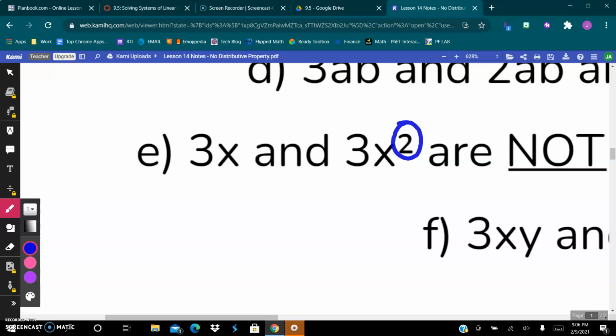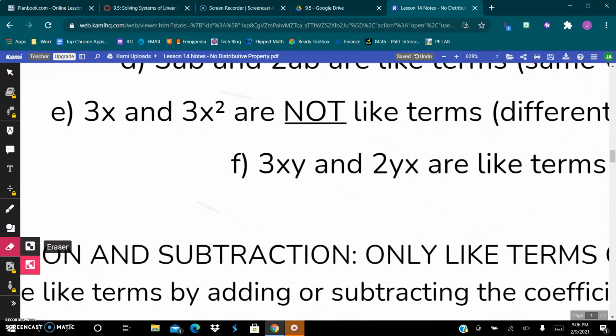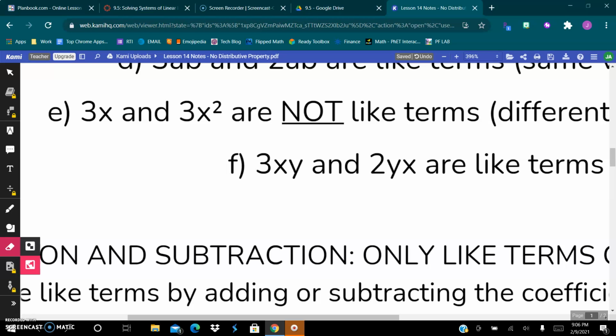This one has a squared. This one is really just a 1. We don't write that one up there, but that is a 1 and that one is a 2, and that's not the same. So we cannot combine anything that looks like that.